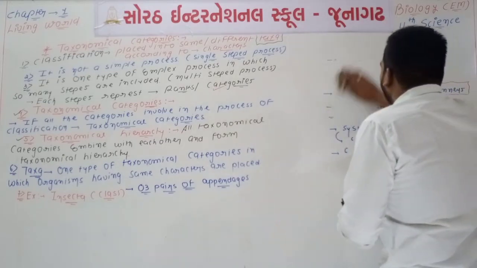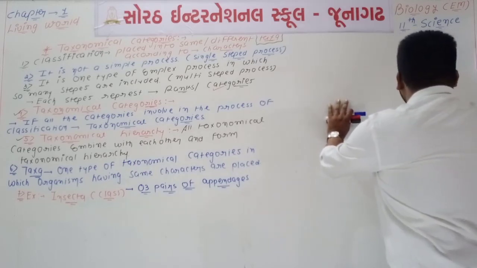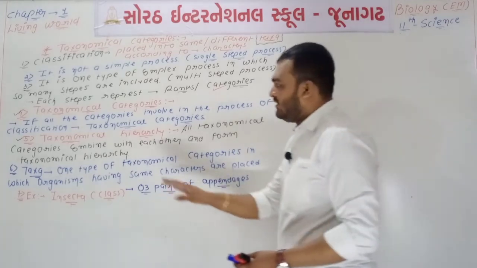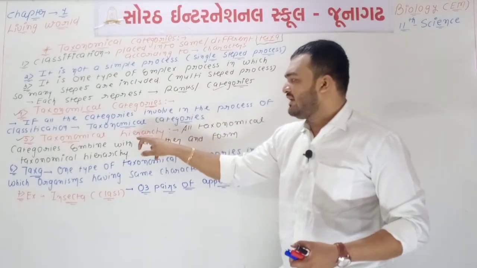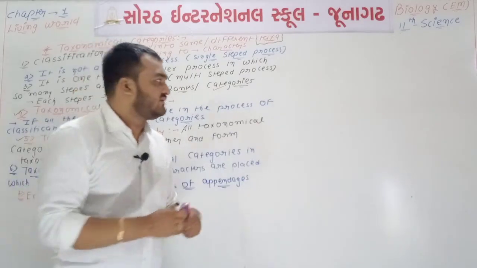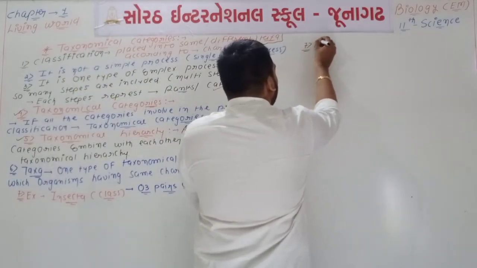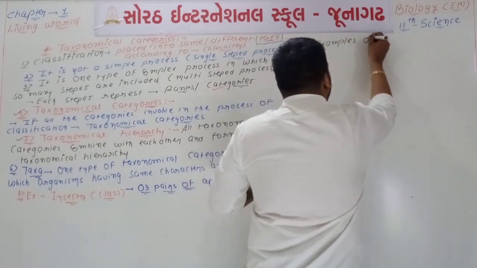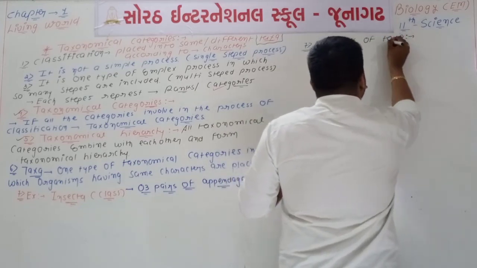Now we are going to talk about the second part of this same question. In the second part, we will learn about the different types of examples of taxa. See the definition, got it? Taxonomical categories form the taxonomical hierarchy, and taxa. Now, point number 7: we are going to talk about the examples of taxa.